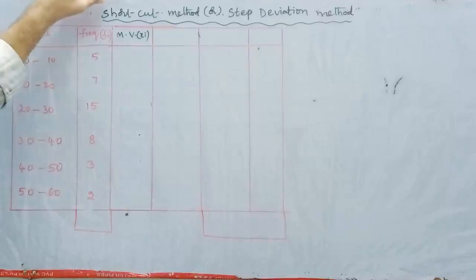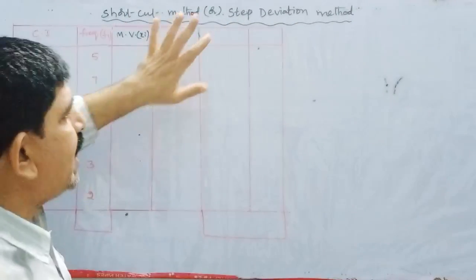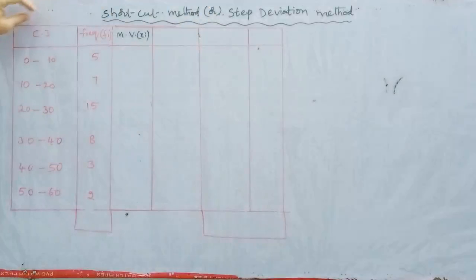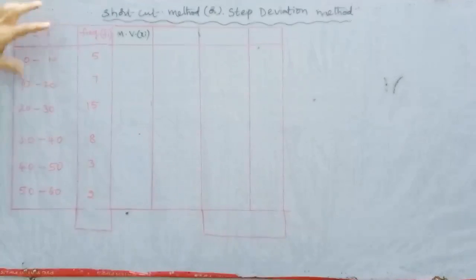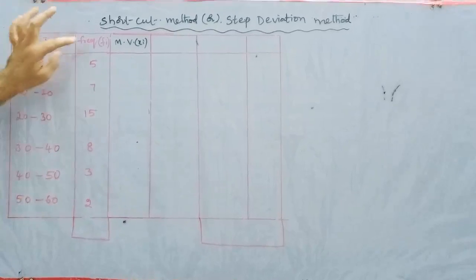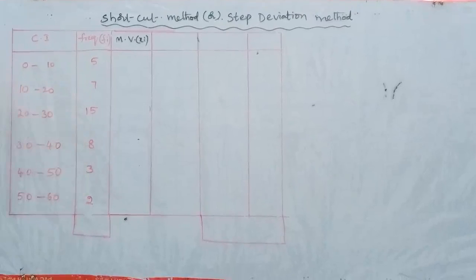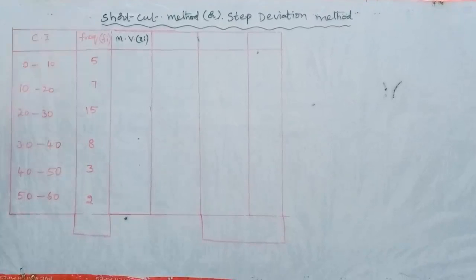The next method is the shortcut method or step deviation method. Here I am taking the same problem which we did previously. The class intervals are 0 to 10, 10 to 20, 20 to 30, 30 to 40, 40 to 50, 50 to 60, and the frequencies are 5, 7, 15, 8, 3, 2. Class interval and frequency are given.